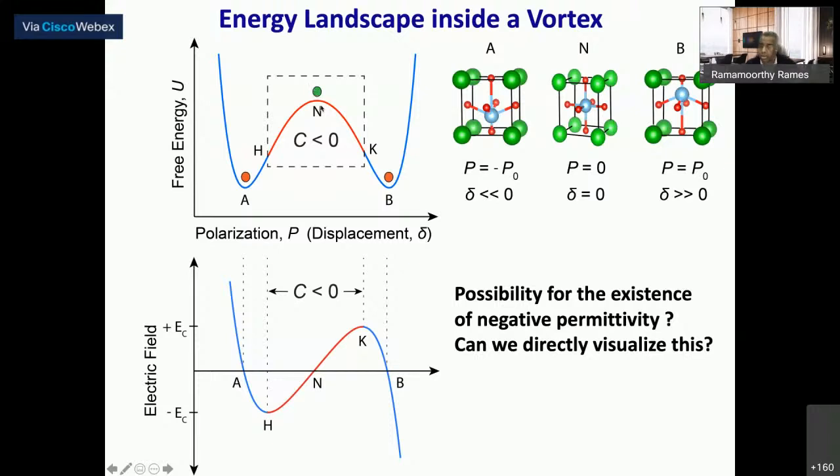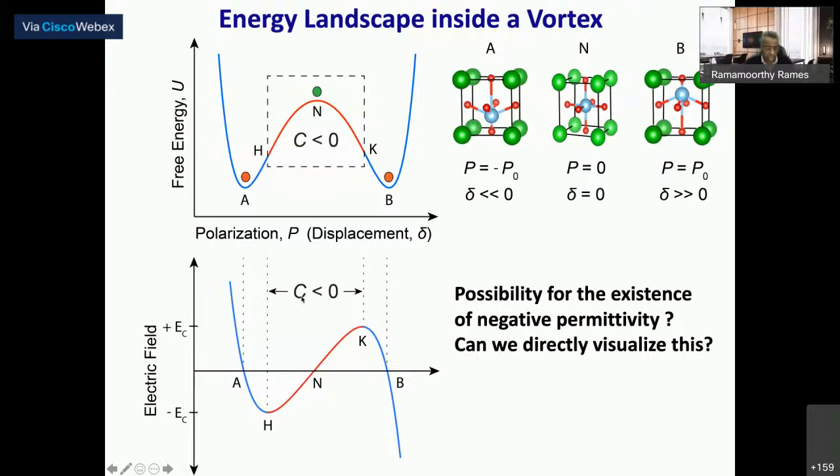Why? Because the curvature of the free energy landscape is negative, which means that the permittivity of the system, which is related to the curvature, is negative. And the reason it's unstable is it'll just roll down this energy well and get located here. Okay, and you can also look at the electric field, and that's basically telling you the same, that the capacitance or the permittivity is negative.